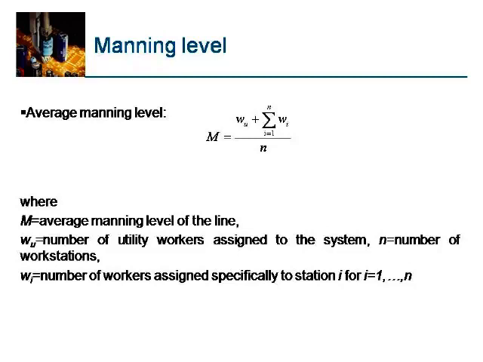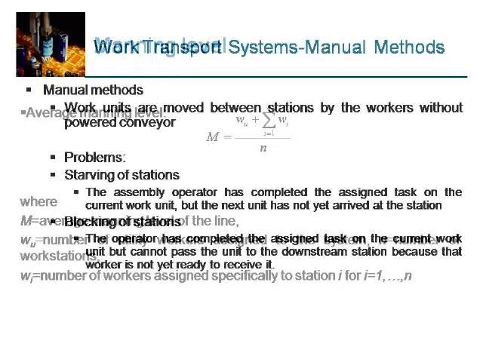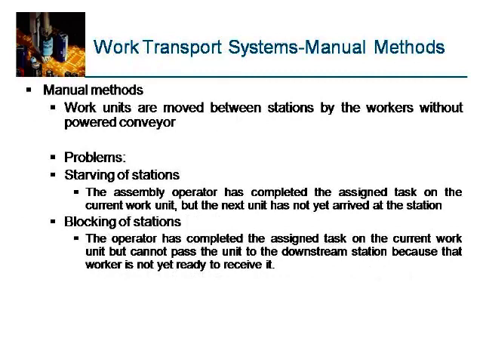And total number of workers divided by total number of workstations gives you the manning level, or number of human beings per workstation. Work transport system in manual methods. Manual methods only are used in manual assembly lines to transport the work part. The manual methods are: work units are moved between the workstations by workers without powered conveyor. And in this, a lot of problems are there, like starving and blocking phenomena happen.